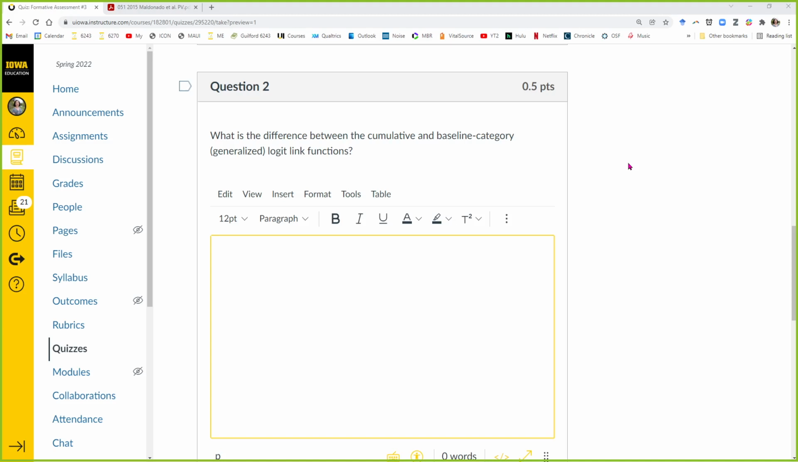What's the difference between a cumulative and baseline category link function? We got one answer so far. Lumped comparisons versus individual. I like that. Which one is lumped? Cumulative. Yeah, so what they have in common is that they both divide up a categorical outcome into a series of binary submodels. That part is the same. And you need C minus 1 submodels for a C category outcome. So if I have 4 possible response categories, then I need 3 binary submodels.